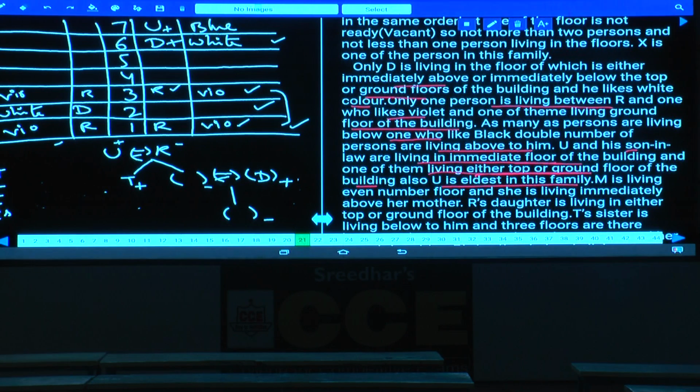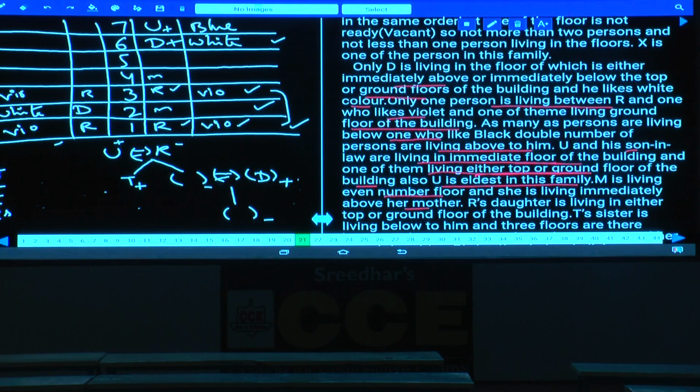Eldest person. And M is living on an even number floor, and she is living immediately above her mother. Now M is immediately above her mother. As M is immediately above her mother, now sir, R, if you take R at this place, M is immediately above her mother, hence M can be here. R, M can be here. How many possibilities do we have? 2 possibilities.